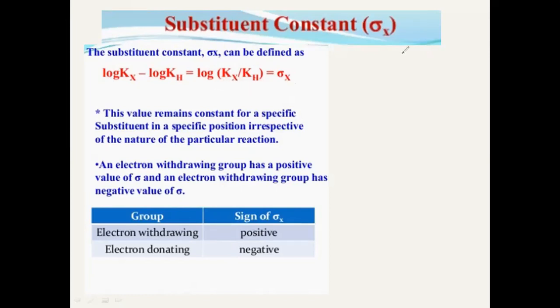Remember, this substituent constant sigma x depends on the groups attached to the ring only. That's why it is called the substituent constant. It is constant for a specific substituent in a specific position. Suppose nitro at para, that is a constant value in every reaction. If it is nitro and para, that is constant. If it is meta, it is a different value. Therefore it is called a substituent constant.